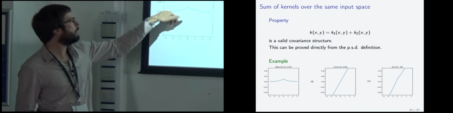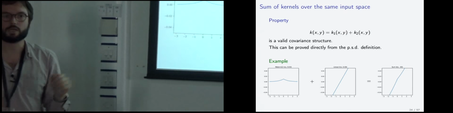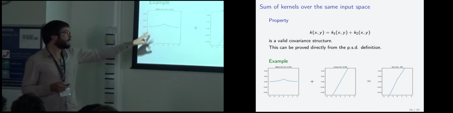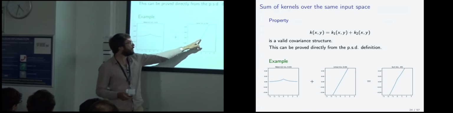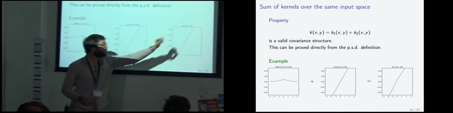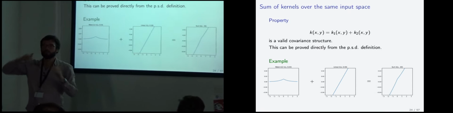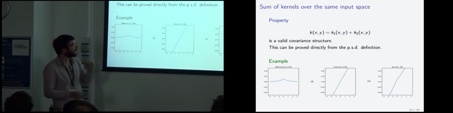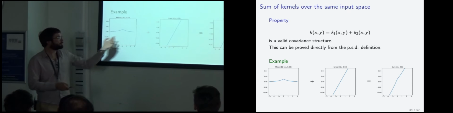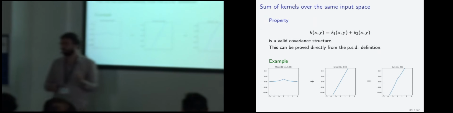And here's a quick example. This is the Matern 1/2 covariance, or the exponential covariance, plus a linear covariance. I end up with this function that is kind of linear, but with a small tilt due to this guy. And yeah, I can use that in my model. It's something that makes sense.